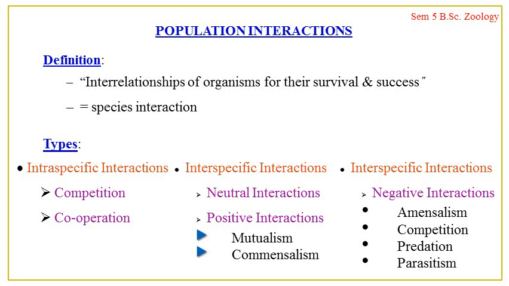Okay. But in the negative interaction, what happens is, in this interaction, the interacting species gets harmed by the relationship. So, if any one of the interacting species is getting harmed by the interaction, we categorize it under negative interaction. And they include competition, commensalism, predation, parasitism, antibiosis. There are plenty of examples. Three you are supposed to study, that is competition, predation, and parasitism.